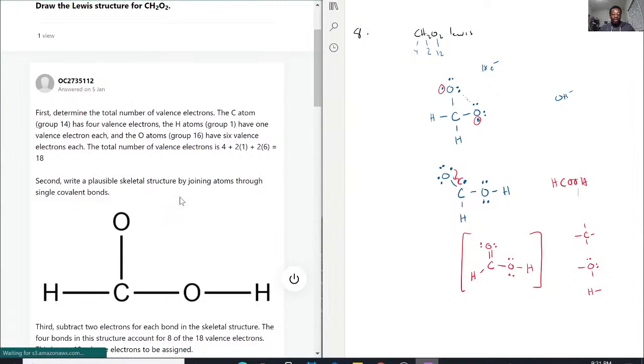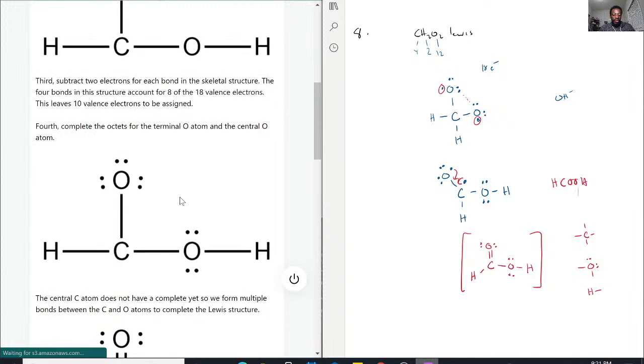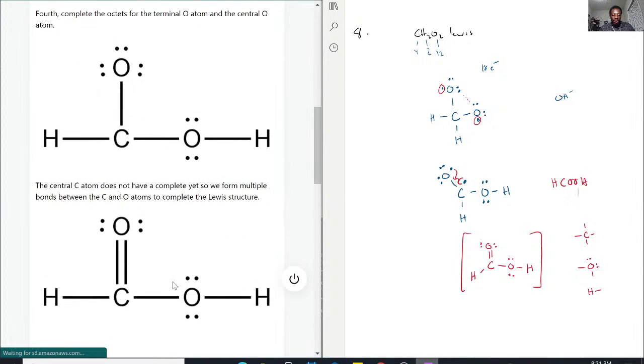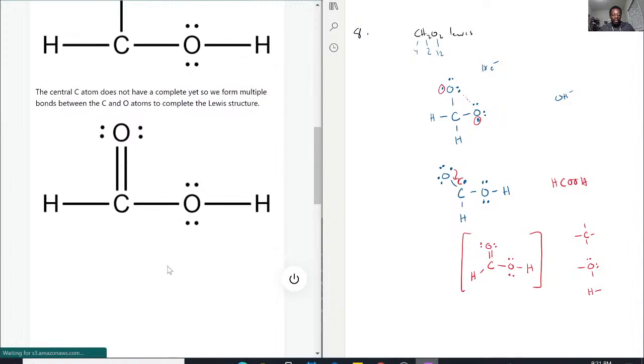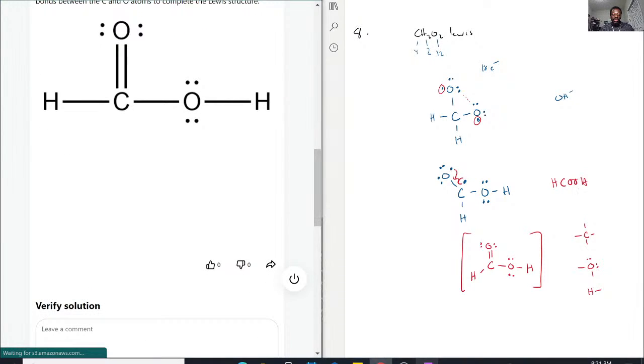Yep, they went right to draw it like that, which is perfect. And then they drew it at first like this, but then they made it into the double bond to complete the octet. And this is perfect. This is correct. This would be the Lewis structure for it.